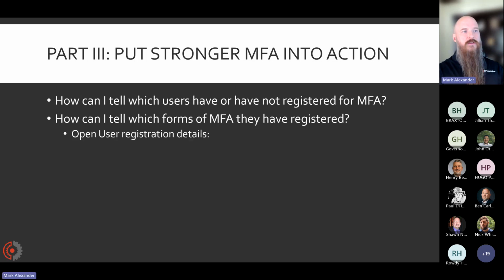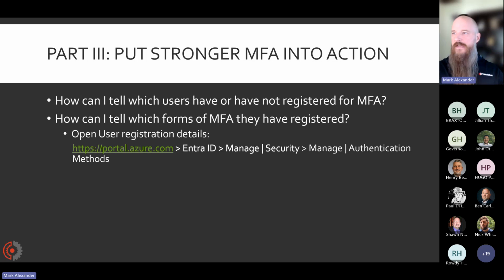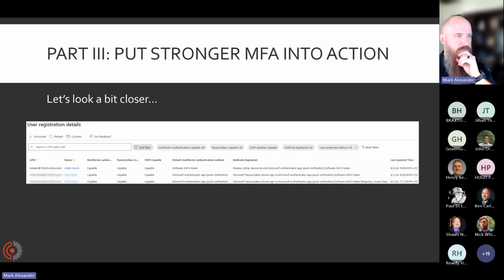Well, it's found in the user registration details under security, and then manage authentication methods again. And then this time you want to go to the monitoring section on the left and click on user registration details. And it'll look like this. So let's look a little bit closer at this.